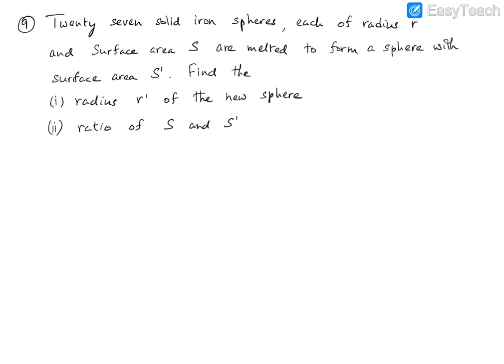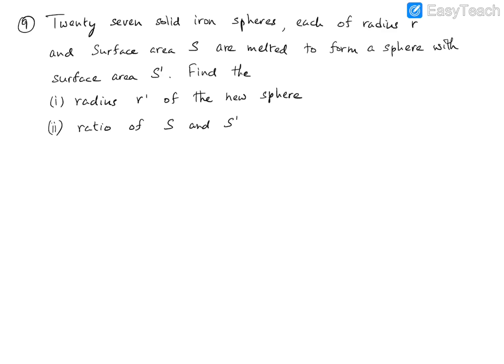Okay, now we can proceed to the next question, question number 9 from this exercise. This question states that there are 27 solid iron spheres. Each has a radius of some r, and the surface area of each of the solid spheres is capital S. And all these 27 solid spheres are melted to form a single sphere with some surface area, which is denoted as S dash. We are asked to find the radius r dash of the new sphere, and then the ratio of the surface area of the small sphere to the surface area of the single large sphere.